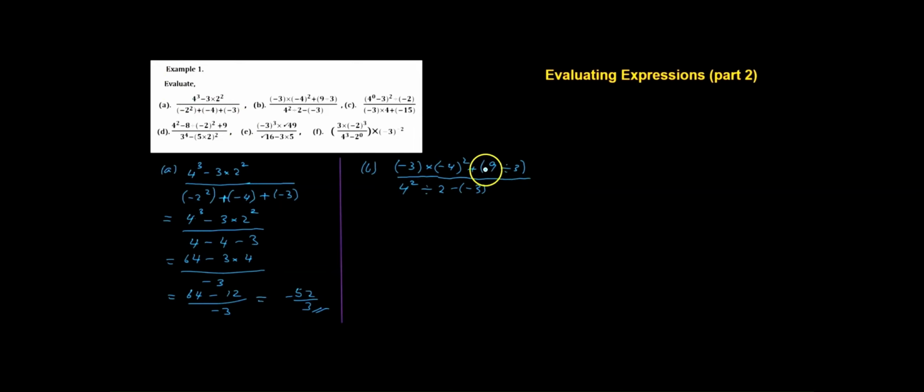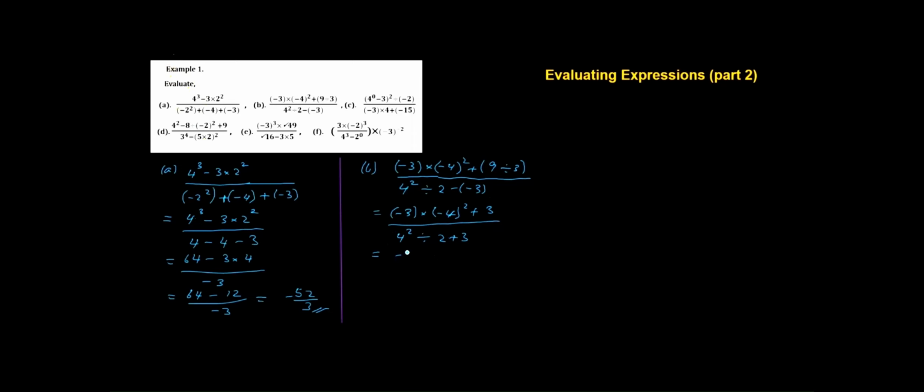In this we get brackets, exponents, multiplications, divisions, additions and subtractions. Evaluate this according to BEDMAS. First the brackets. This is equal to minus 3 into minus 4 squared plus 3 over 4 squared divided by 2 plus 3.